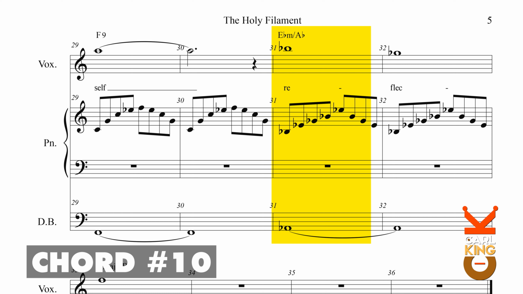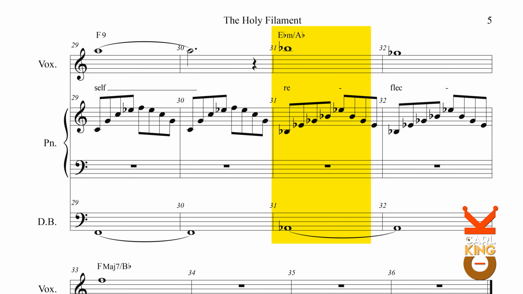With chord number 10, in measure 31, the piano and vocals create an E flat minor chord with the notes E flat, G flat, and B flat. Scale degrees 1, 3, and 5. And here we have that Trevor trick number 1, where he throws in an A flat in the bass. Once again, a fifth interval down from the root, making this an E flat minor over A flat, that A flat being the 11th again.